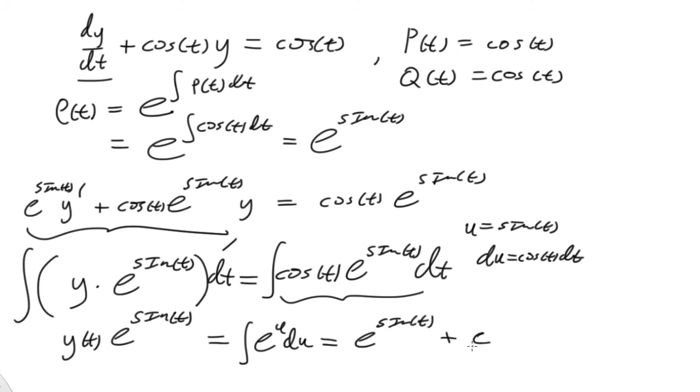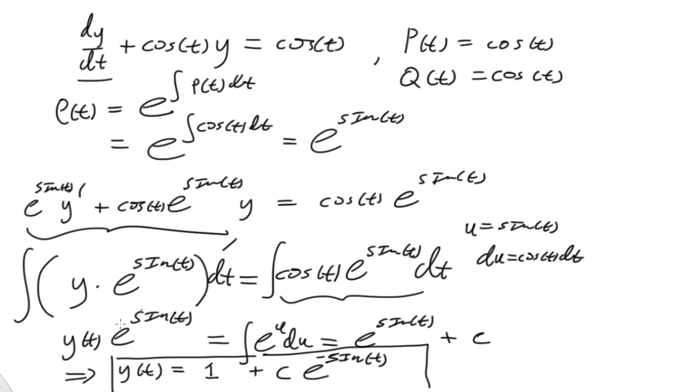And then finally, we solve for y of t, which is going to be equal to 1 plus c e to the negative sine t. And that's our solution to our problem. That is by dividing out by e to the sine t to solve for y of t by itself. Of course, that is a general solution.